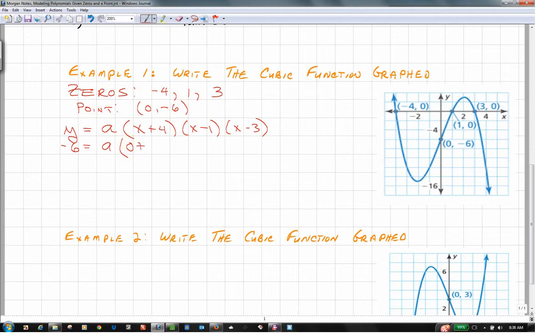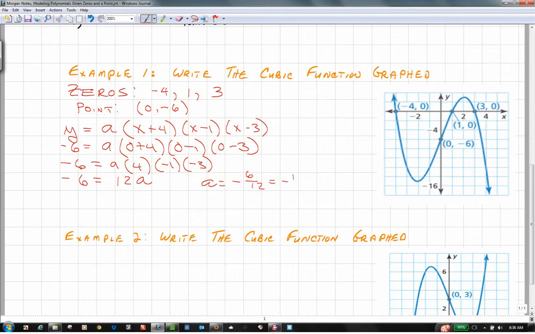So I would have 0 plus 4, 0 minus 1, 0 minus 3. So -6 is equal to a times, 0 plus 4 is 4, 0 minus 1 is -1, 0 minus 3 is -3. Continuing to simplify, -6 is equal to 4 times -1 times -3, which is 12a. Now I'm going to divide both sides by 12, and since I'm running out of room, I'll put it over here. a is equal to -6 over 12, which is -1/2.